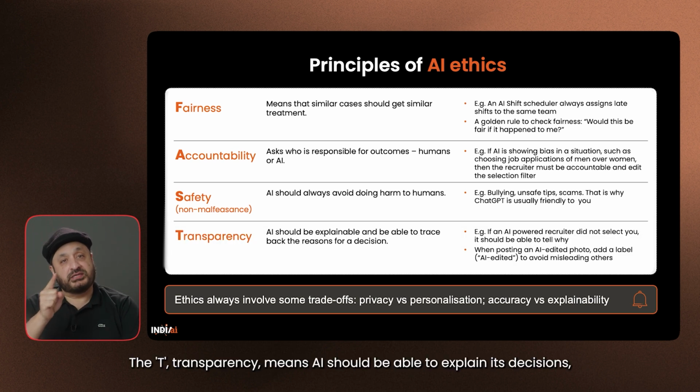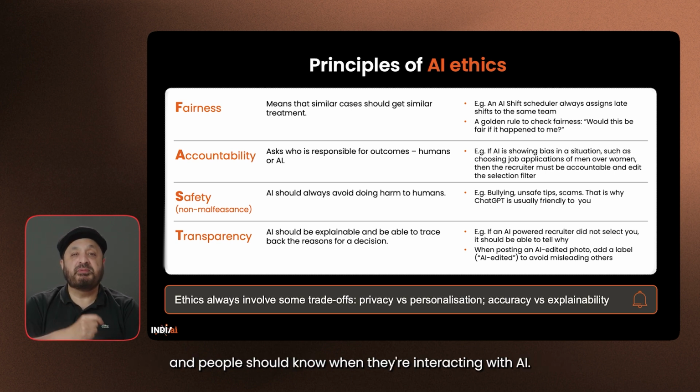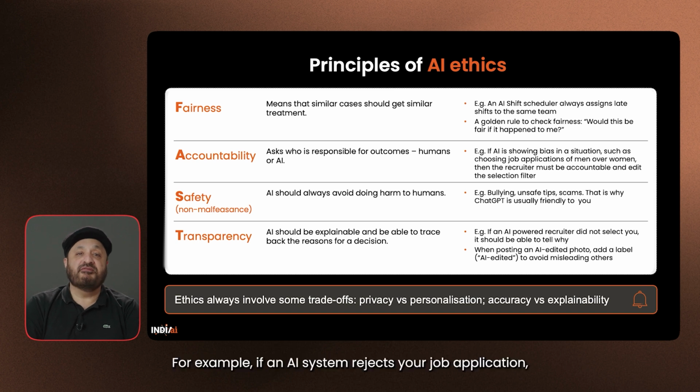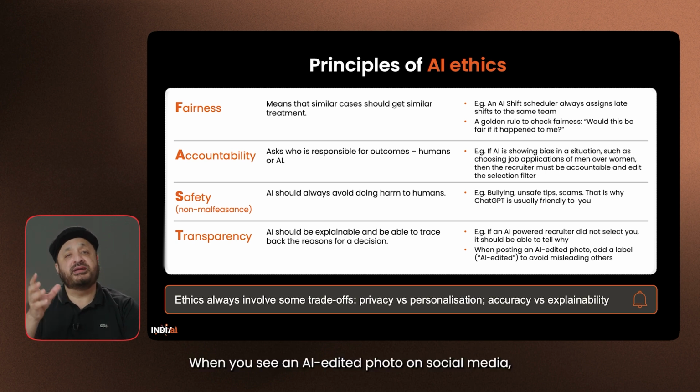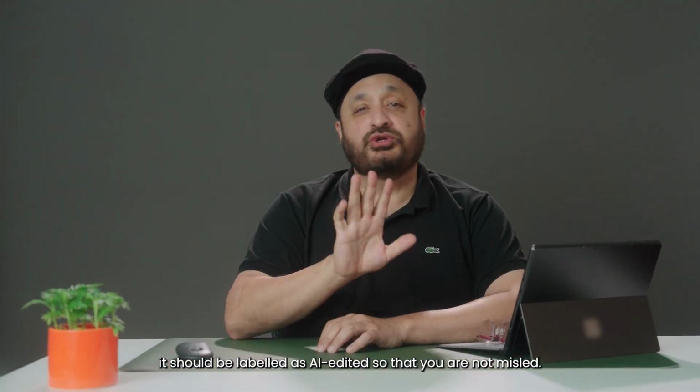The T, transparency, means AI should be able to explain its decisions, and people should know when they're interacting with AI. For example, if an AI system rejects your job application, it should be able to tell you why. When you see an AI edited photo on social media, it should be labeled as AI edited so that you're not misled.